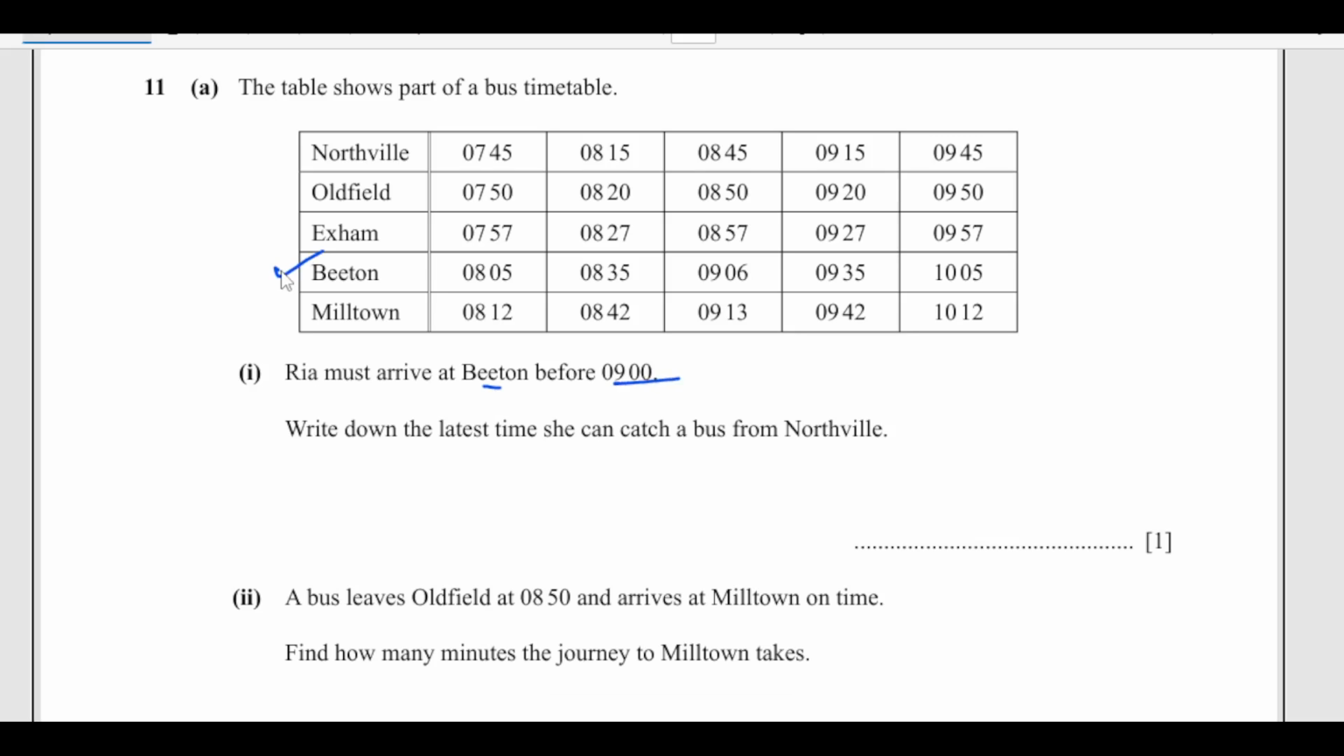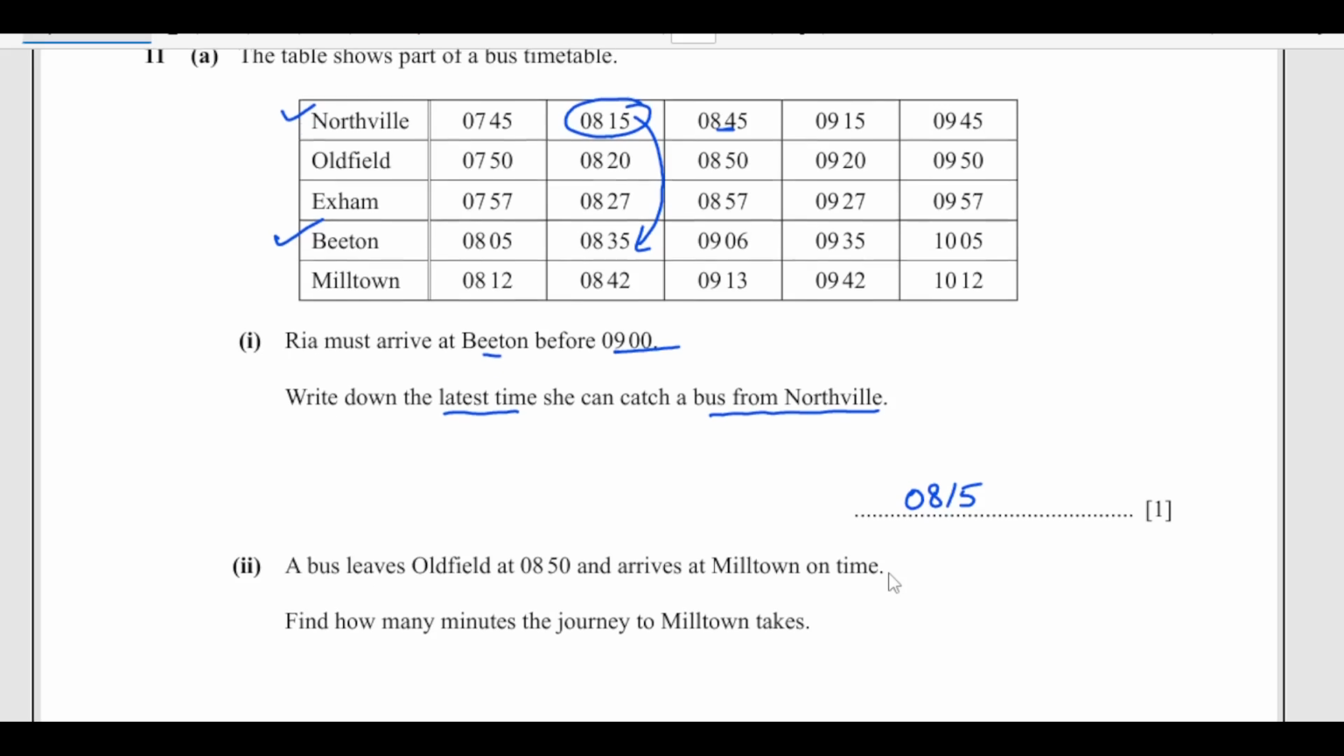So write the latest time she can catch the bus from North Villa. So we are comparing, she wants to start from here and reach here before 9. So if she takes this 8:45, then she will reach at 9:06. She will be late. So she has to take this bus here. If she takes this bus from North Villa, she will reach at 8:35, which is before 9, right? So she has to take 8:15. She has to take the bus at 8:15, right?